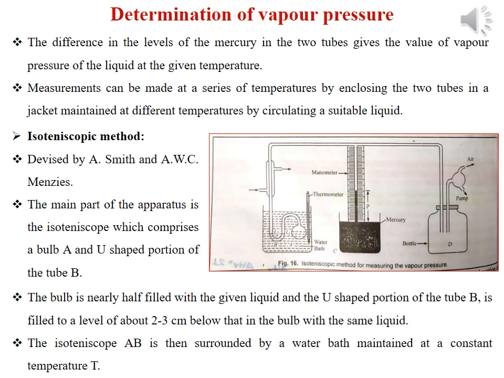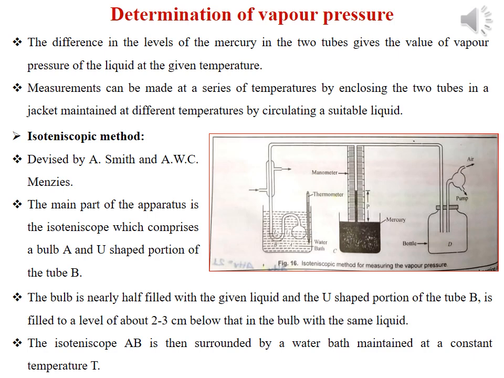The second method under the static method is the isoteniscopic method. This is the picture where the isoteniscopic method is being illustrated. It was devised by A. Smith and A. W. C. Menzies. The main part of the apparatus is an isoteniscope, which comprises a bulb A, in the figure, this is the bulb A, and a U-shaped portion of the tube B. This is the U-shaped portion.